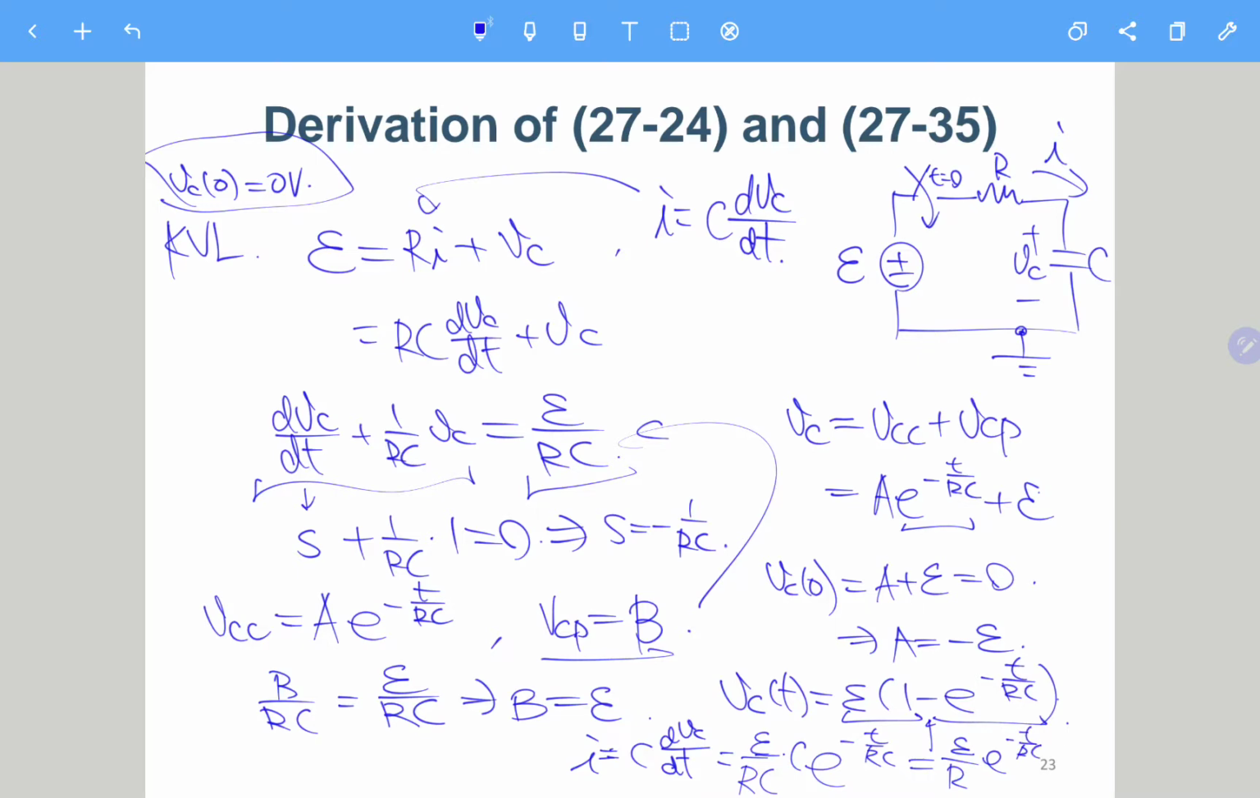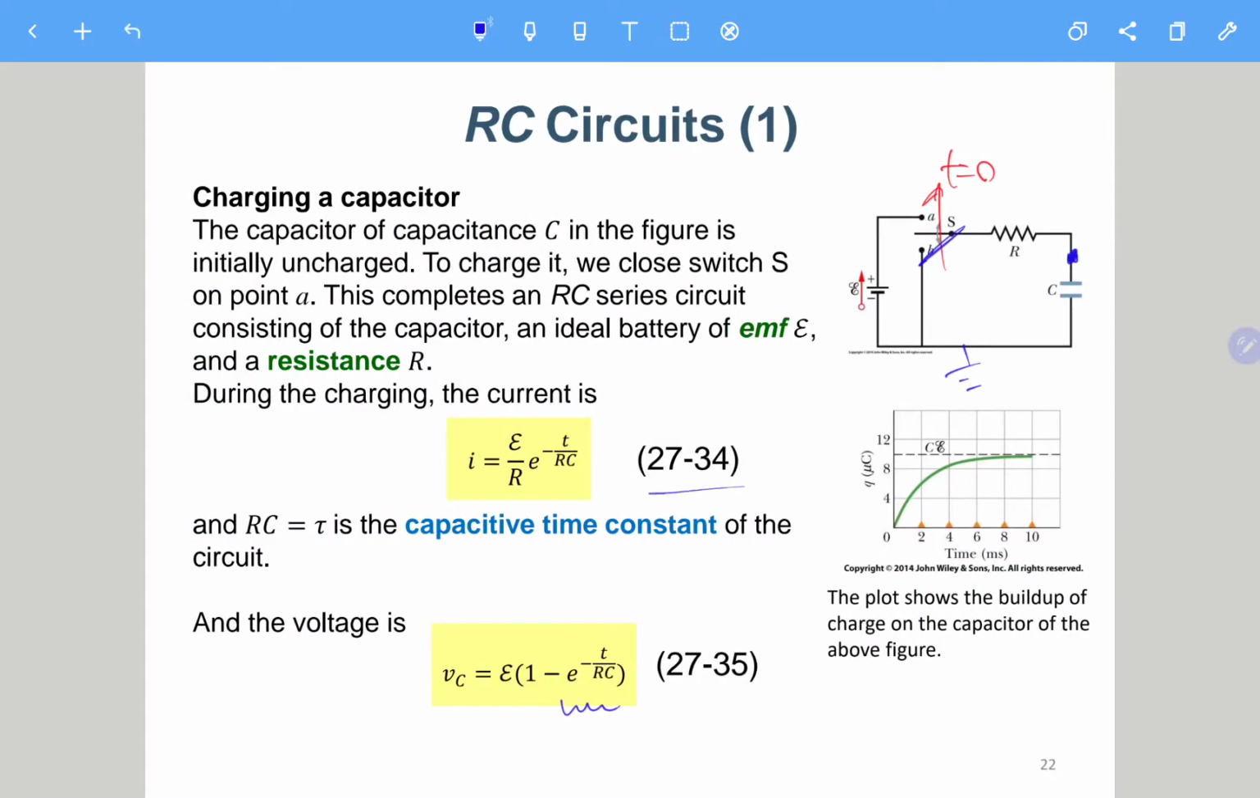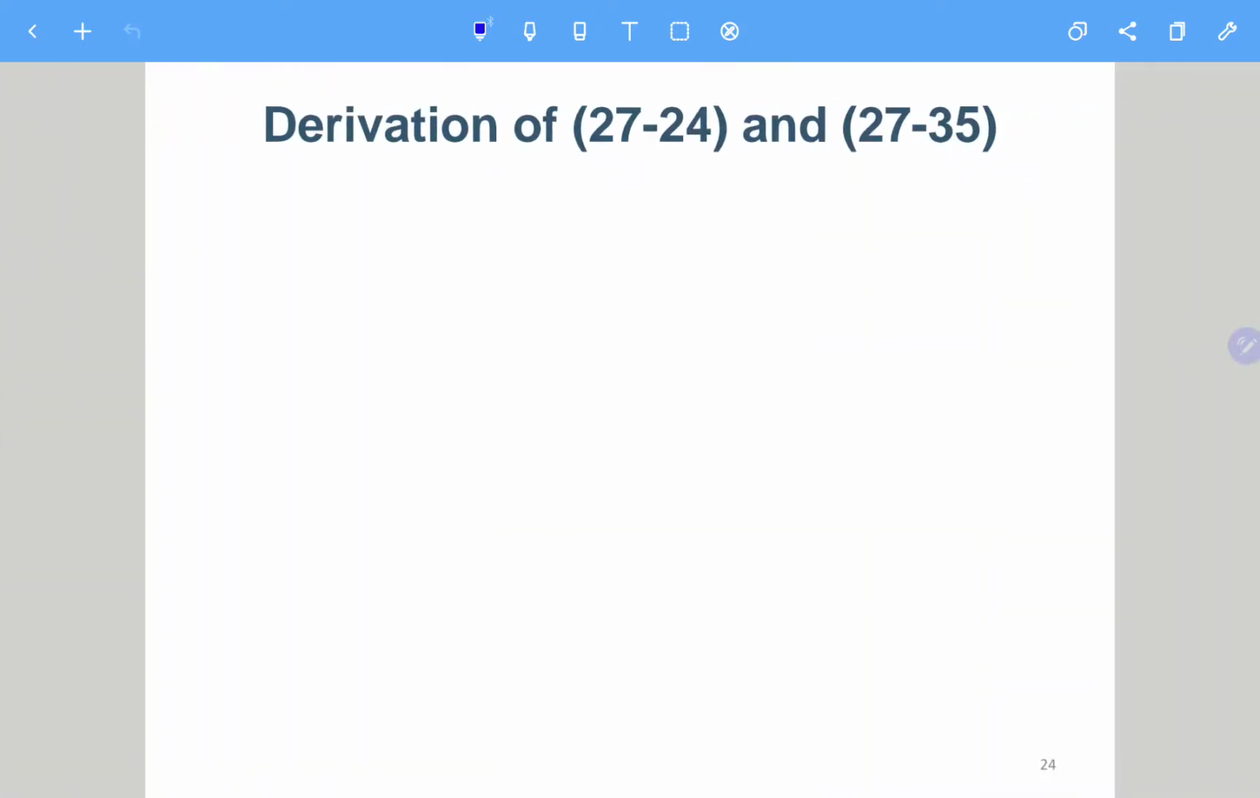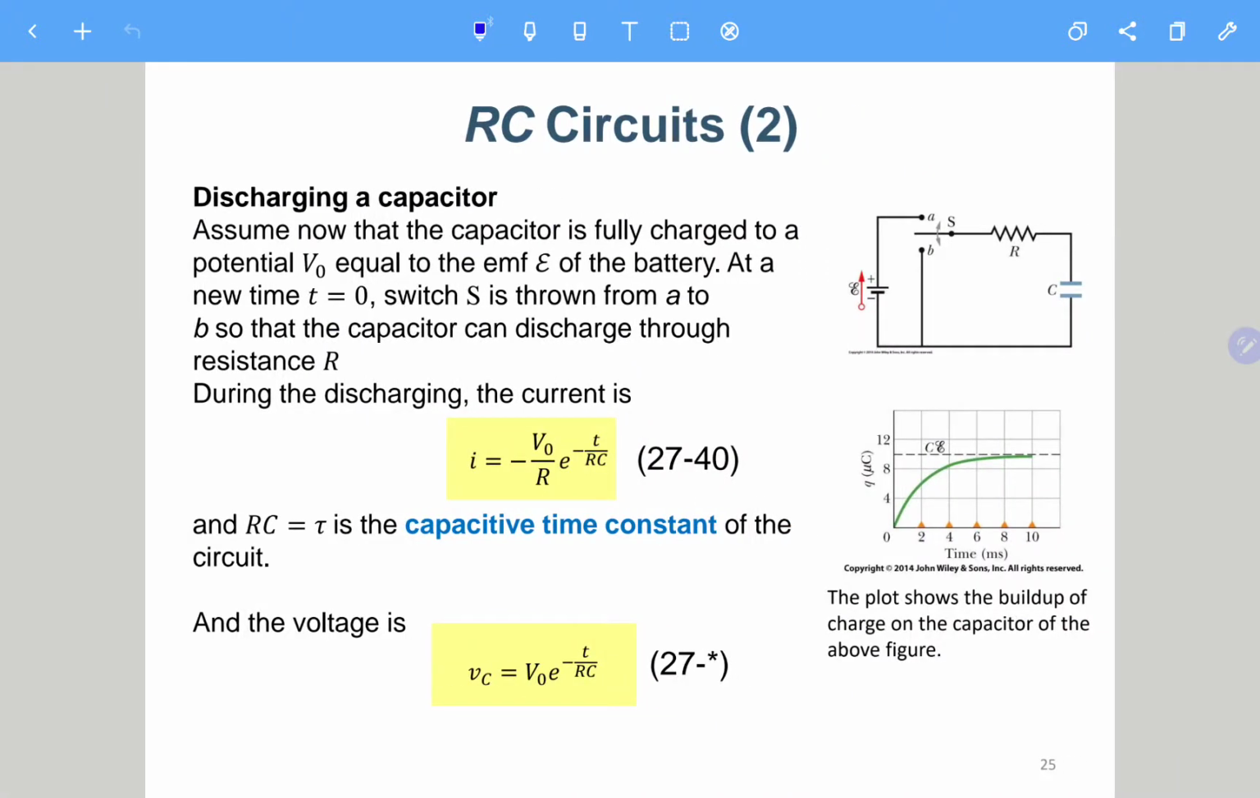So this is equations 2734 and also 2735. We actually can derive it by writing the ODE governing the circuit. Okay, actually we'll stop here. Okay, so maybe let's stop here today and then we'll continue next week.